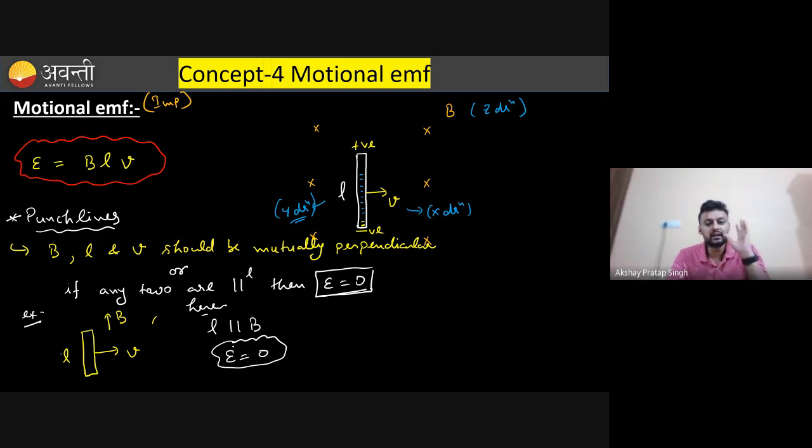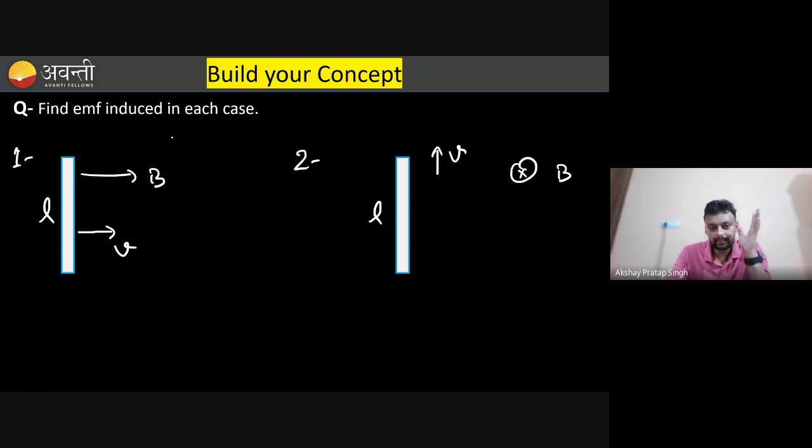Is it clear till now? The relation for motional EMF is BLV, where all these three must be perpendicular to each other. If it is not so, then you can take a component of that which is perpendicular. Another thing, if any two of them are parallel to each other, then EMF will be 0. Now, there are some questions on the next screen.